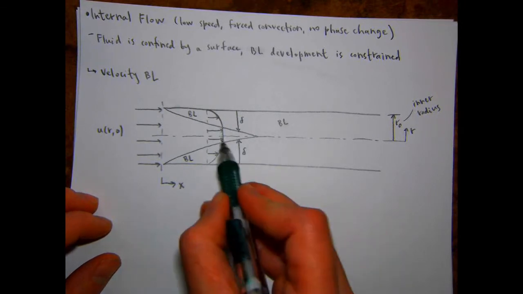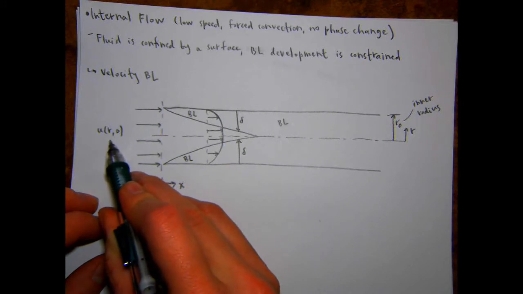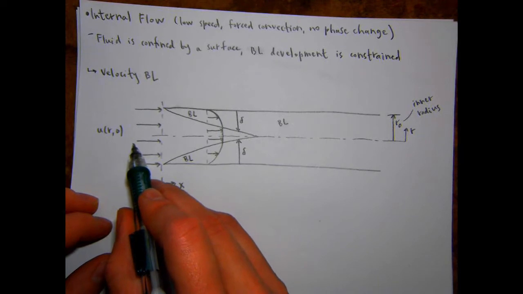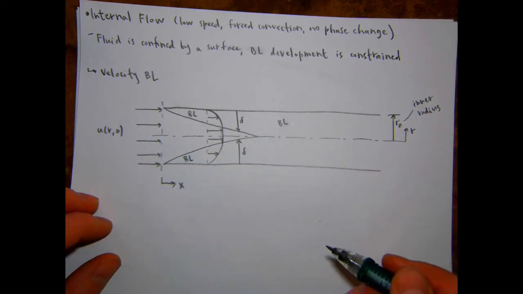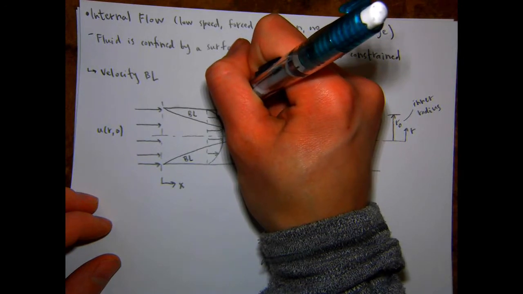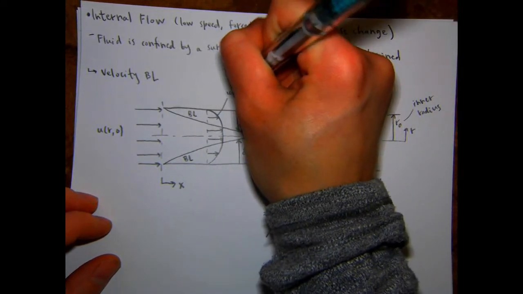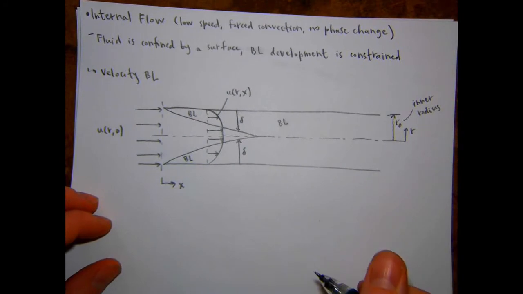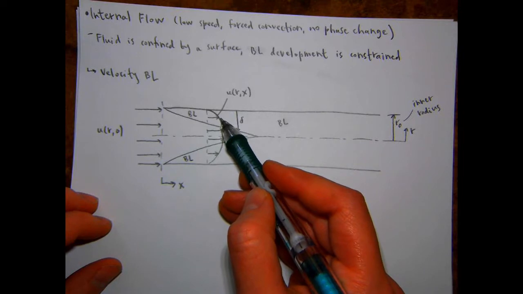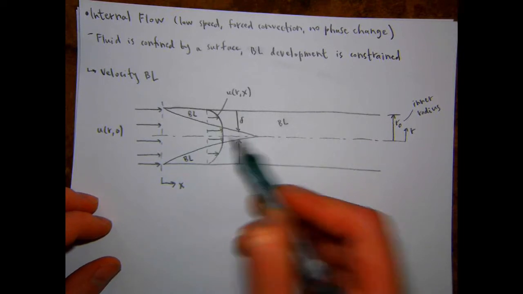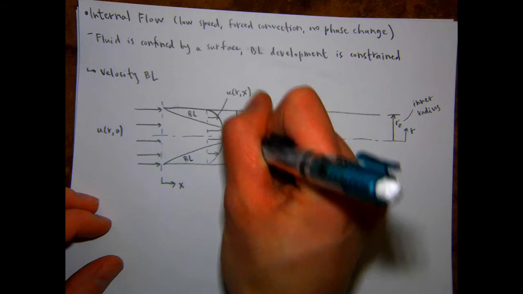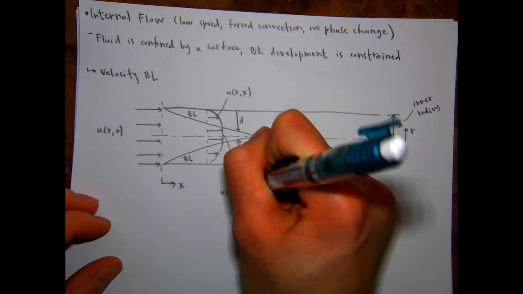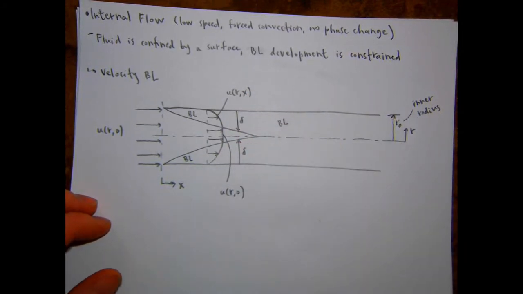So the fluid in this region, the velocity of it is still equal to u of r, comma 0. So still equal to the velocity at the inlet. So the fluid here in the boundary layer, the profile is u of r comma x, so some fluid velocity that depends on the r location and the x location. But then here, that is still equal to u of r comma 0, because it hasn't felt the effects of the surfaces yet.